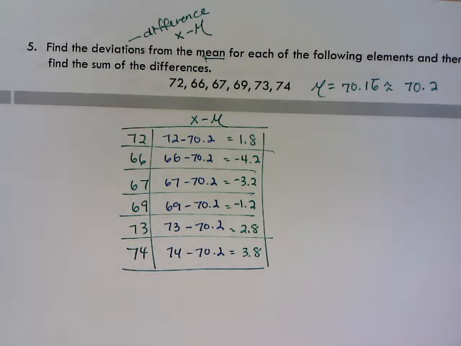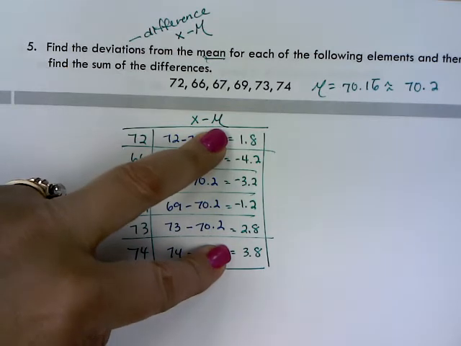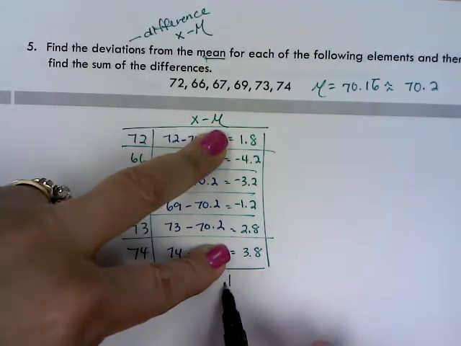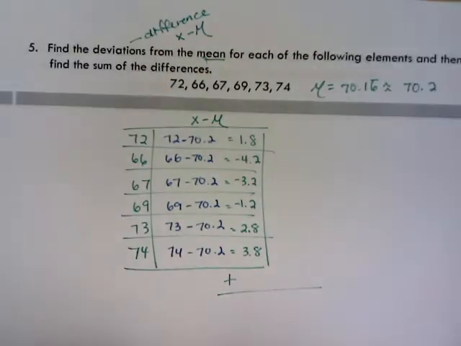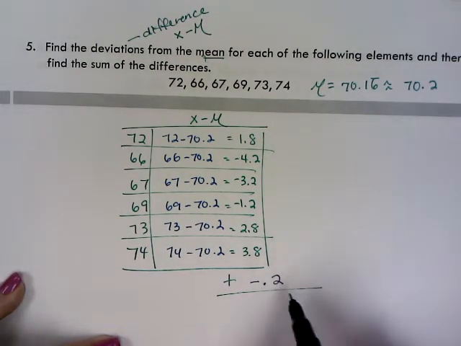Now it says to find the sum of the differences. So it's just asking you to sum that up. All I'm going to do is take them and add them all together. So 1.8 plus negative 4.2 minus 3.2 minus 1.2 plus 2.8 plus 3.8. The sum should be negative 0.2.